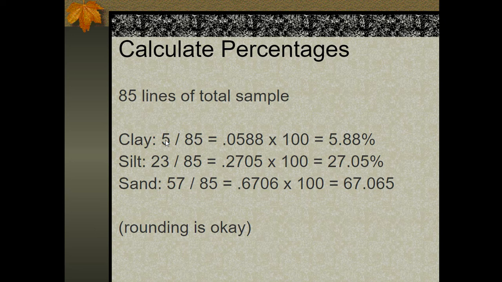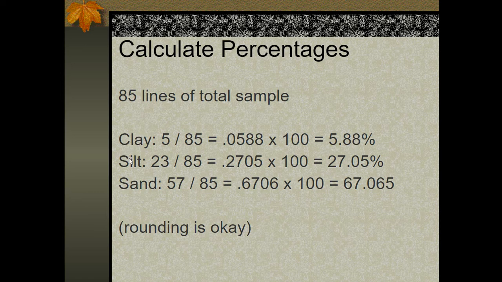So for example, I had 5 lines of clay. I had 85 lines total, so I divide 5 by 85. That gives me 0.0588. I multiply that by 100. It gives me 5.88%. You can totally round. That's okay. I would definitely round this to 6.